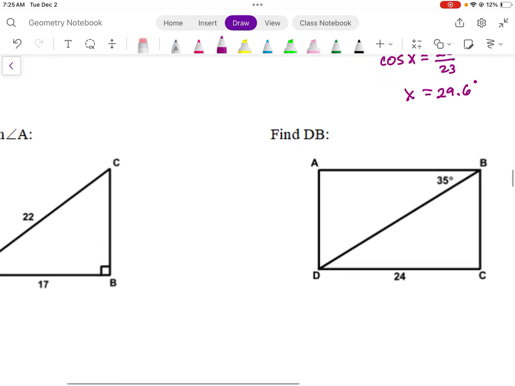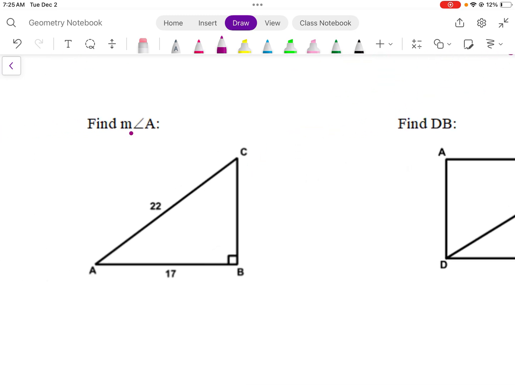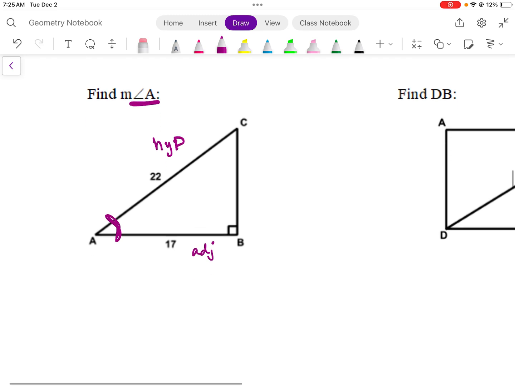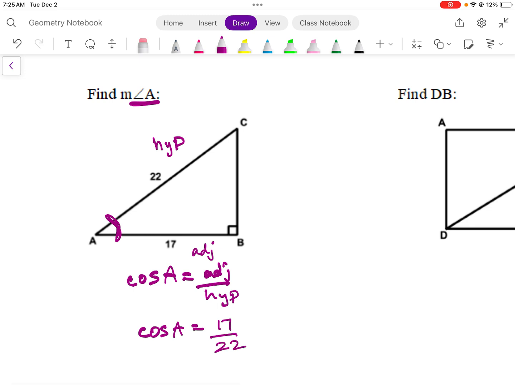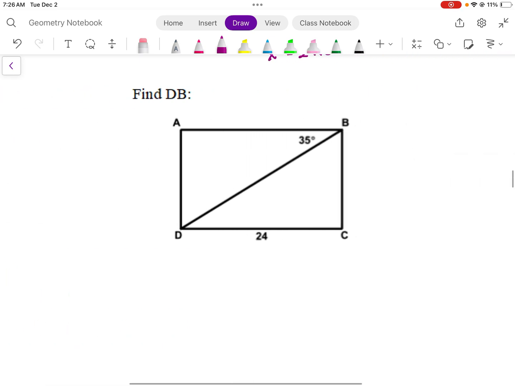Okay, now here we go. We have something fun. Find the measure of angle A. Here's angle A. So this is my hypotenuse. This is my adjacent. So the cosine of A is equal to adjacent over hypotenuse. So the cosine of A is 17 over 22. So second cosine of 17 divided by 22, A equals 39.4 degrees.